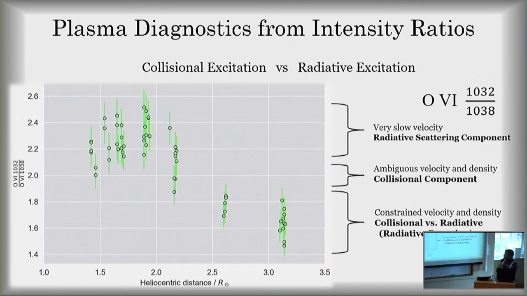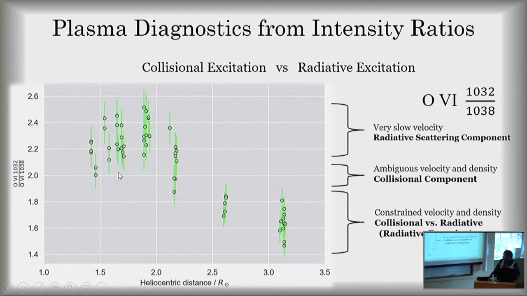There is a radiative excitation component as well, which is noticeable in particular for this intensity ratio, where radiation from the surface of the sun goes out, hits the CME that's already traveling, and then the ions within the CME get excited, de-excited, and scatter towards UVCS. So that's the difference between collisional, free electrons colliding within the CME, and radiative excitation, radiation from the surface, specifically the chromosphere, scattering off of it.